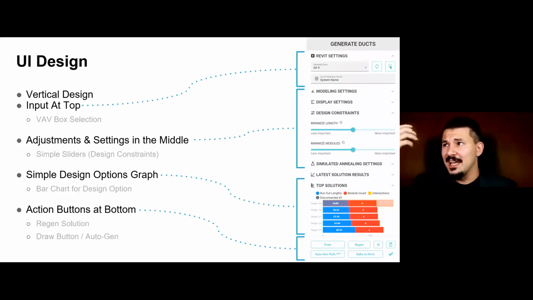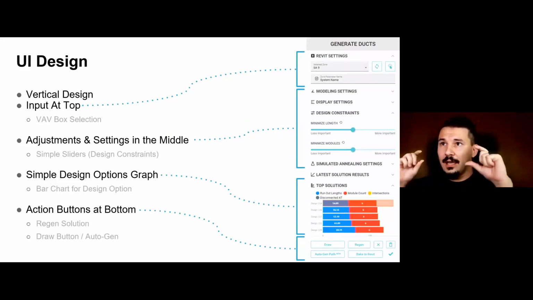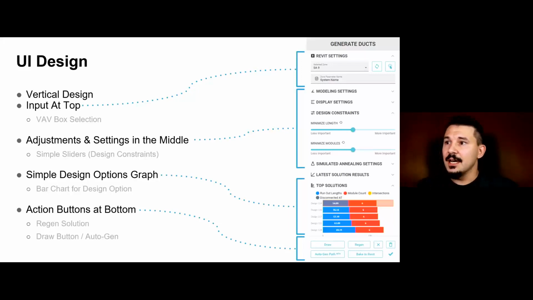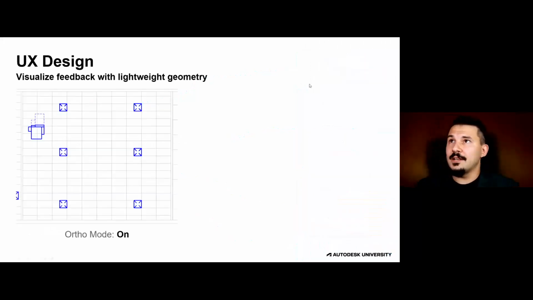So what we went with is a vertical design where everything is scrollable. At the top, we have the inputs. In the middle, we have all the settings and adjustments where you can adjust your constraints. We have a simple design options graph where you can switch through the design options at the bottom. And at the very bottom, we have a static bar that has your action buttons like drawing and baking to Revit.